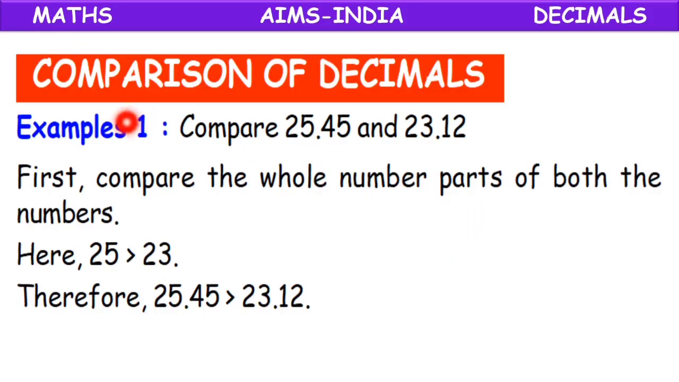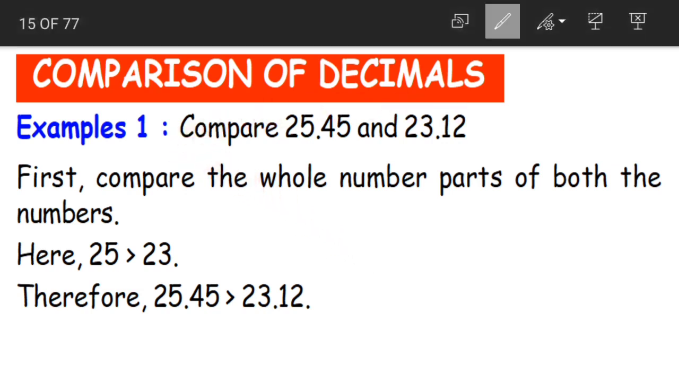Now coming to the comparison of decimals. If we have two decimals, say 25.45 and 23.12. These two are decimals. Now how can we say which of the decimals is higher or greater and which decimal is lesser? We have learnt about comparison of fractions. So on the same lines, let us learn about comparison of decimals.